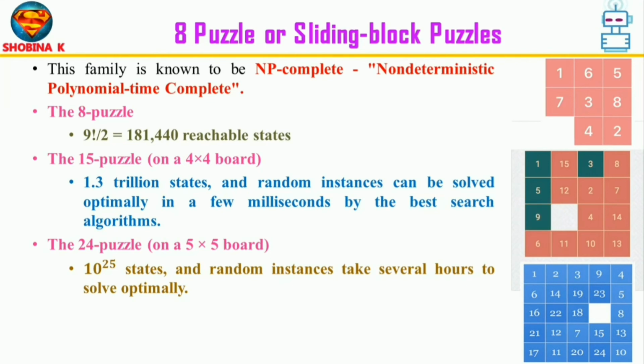If you draw a graph of every single state with every single possible transition out of that state, you will end up with 9 factorial by 2 states with 9 factorial transitions. There are states that exist but don't fall on the graph, and those are the unsolvable ones. The 15 puzzle problem has around 1.3 trillion states, and a random instance can be solved optimally in a few milliseconds by the best search algorithms. The 24 puzzle problem has around 10 to the power 25 states, and a random instance takes several hours to solve optimally.